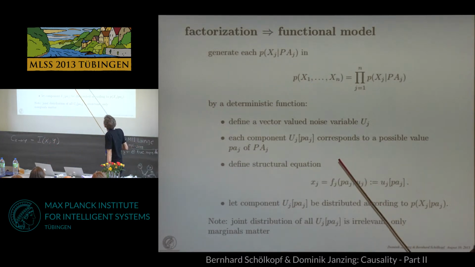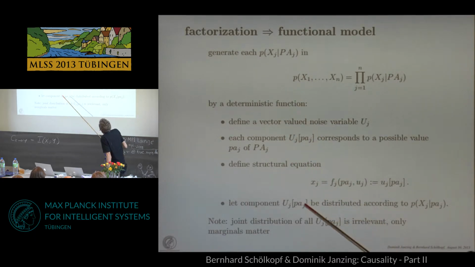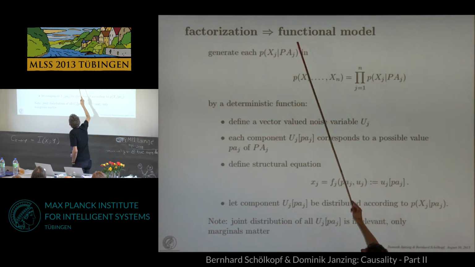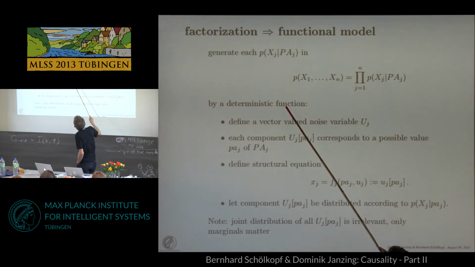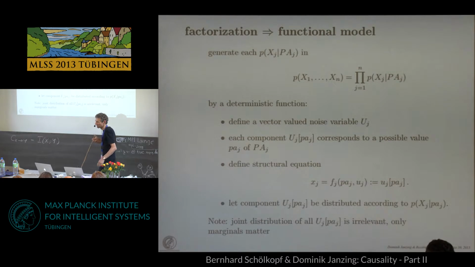Now there's one step missing, the fact that the factorization implies the existence of the functional model. So we are supposed to generate these conditionals in the factorization by a deterministic function and some noise term. And there's a very, very simple way to define that function. I think the easiest way is to explain it for the discrete case, but the continuous one follows the same way.